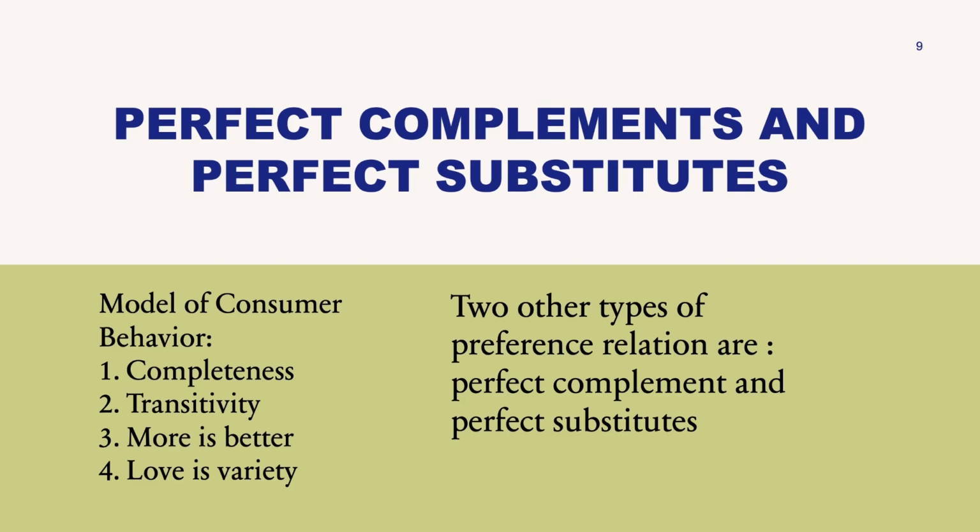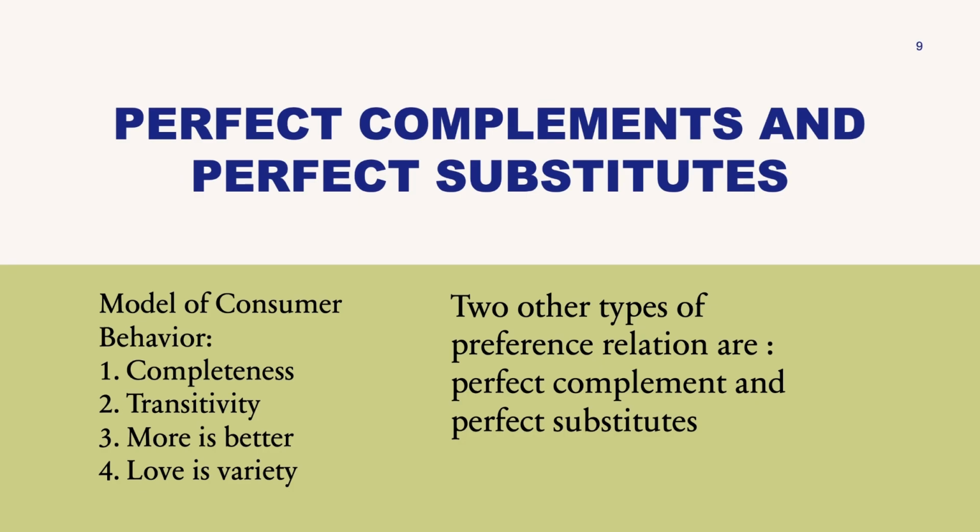So now, perfect complements and perfect substitutes. Keep in mind that the model of consumer behavior is completeness, transitivity, more is better, and love of variety. But now, there are two other types of preference relations, and that is perfect complements and perfect substitutes.